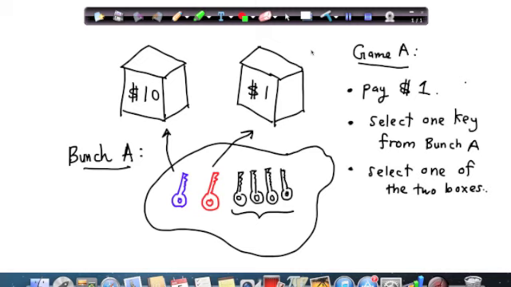Next, let us describe the game we are going to play, called Game A. To start the game, we'll pay $1 as a player, and then we'll select one key randomly from bunch A. After that, we'll select one of the boxes randomly as well. If the selected key opens the selected box, then we'll keep the money which is in the box. Otherwise, we'll get nothing.